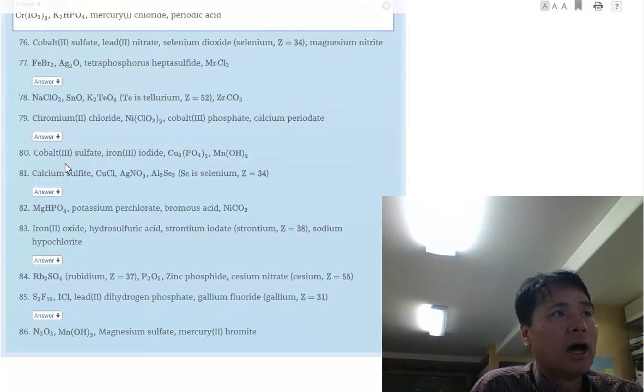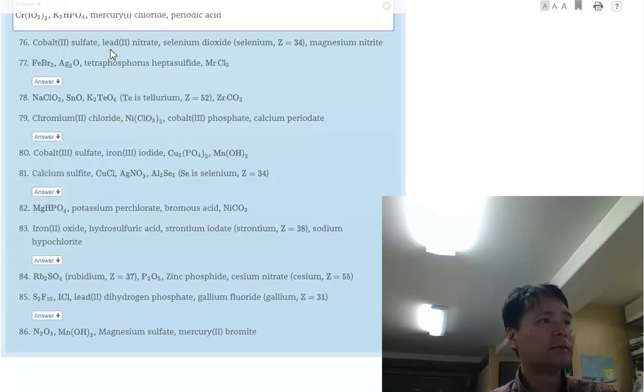And then we got the cobalt 2 sulfate. Cobalt's 2 plus, sulfate's SO4 2 minus. So CoSO4. Lead 2 nitrate. Nitrate is NO3 minus. We got lead 2, so it's going to be Pb(NO3)2. Then selenium dioxide would just be SeO2. 2 oxygens, 1 selenium.